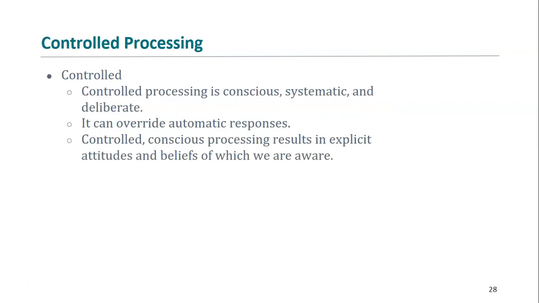Controlled processing occurs in a minority of our interactions with the world. We think consciously, systematically, and deliberately about something. We're able to override our implicit attitudes and beliefs. This takes a great deal of energy, as the brain uses about 20% of the glucose in the body, even though it only takes up approximately 2% of the body weight.